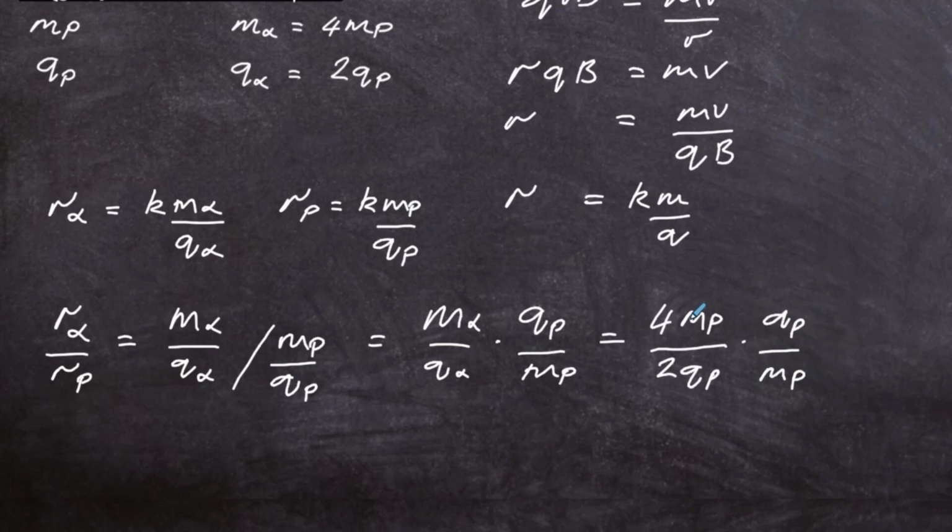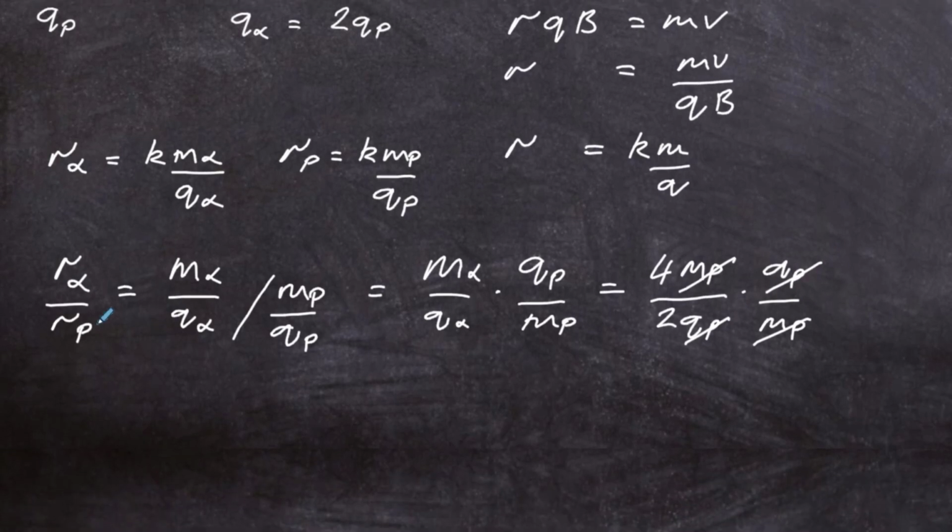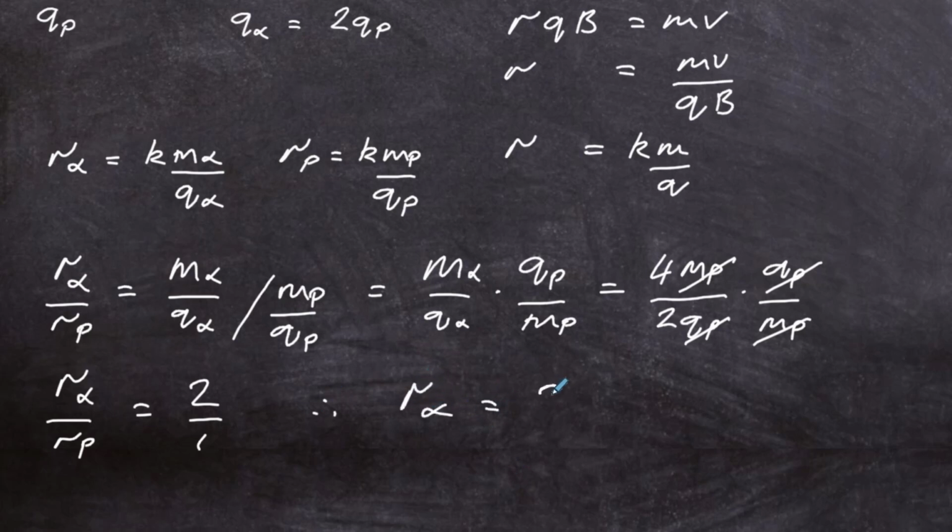So we have mP cancelling with mP, the mass of the protons cancel, and the charge of the protons cancel as well, and we're left with 4 over 2. And therefore we can say that the radius of the alpha particle over the radius of the proton is 4 over 2, which is simply 2 over 1. So therefore we've proved it algebraically. We know that the radius of the alpha particle is going to be equal to twice the radius of the proton.